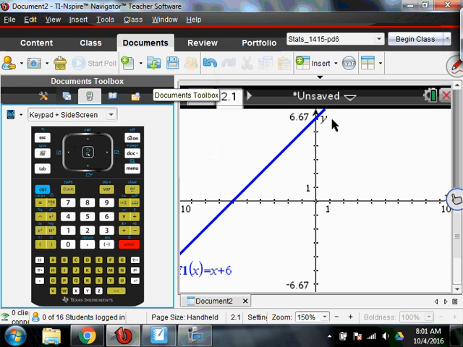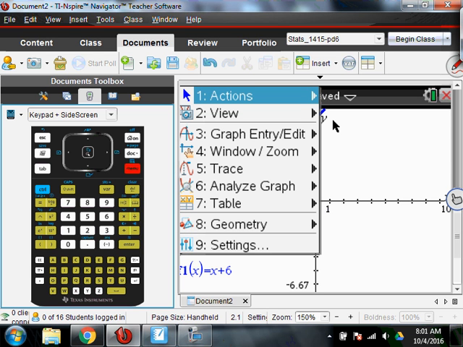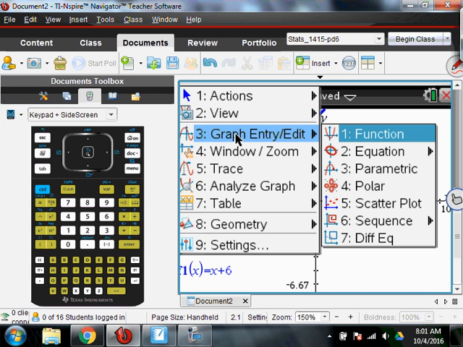I'm not sure what to do, though. If I'm not sure what to get at Wendy's, what do I look at? The menu. So I'm going to look at the menu again. Now, I need to somehow graph something. I need to enter the equation of the graph. So where do you suppose I would go to enter the equation of a graph? Graph entry edit.